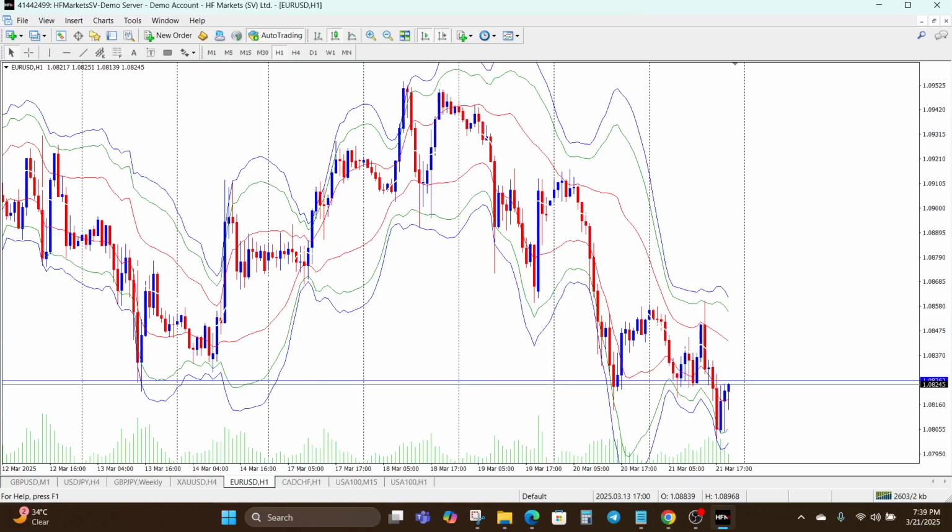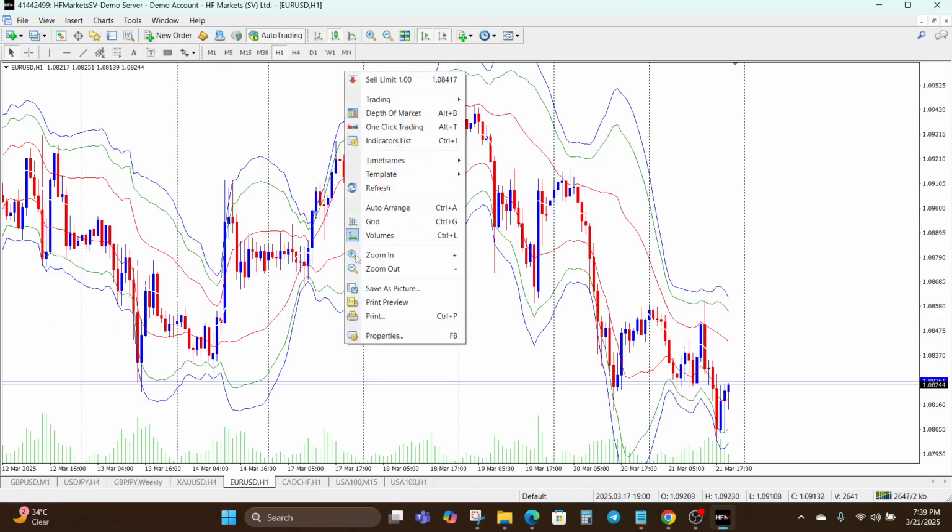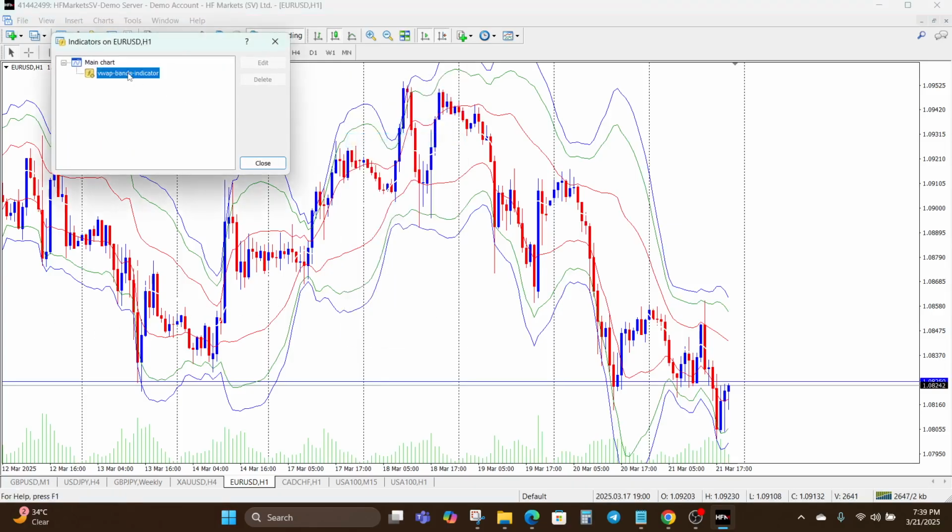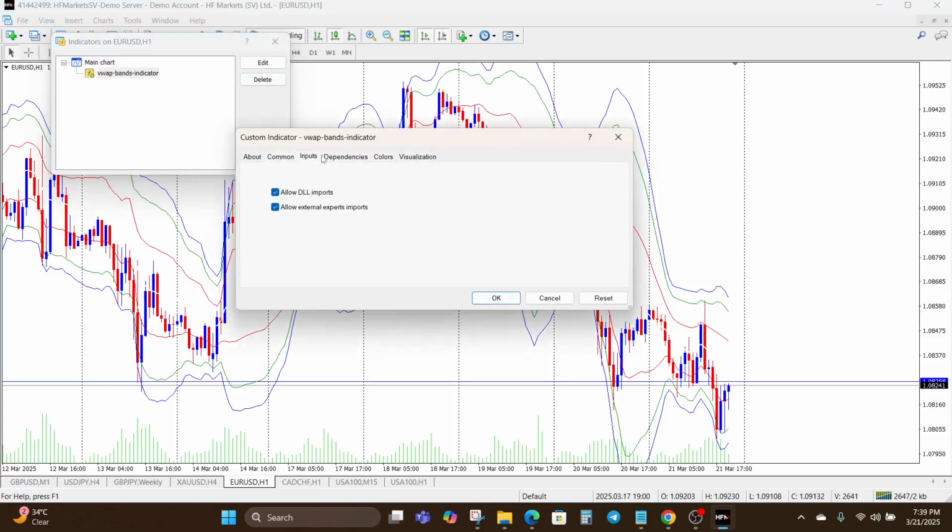Well, as you can see, this indicator is similar to moving averages and Bollinger bands, but with a key difference. It gives more weight to volume. So this means it reacts more accurately during high volume trading sessions and provides a clearer picture of true market conditions.